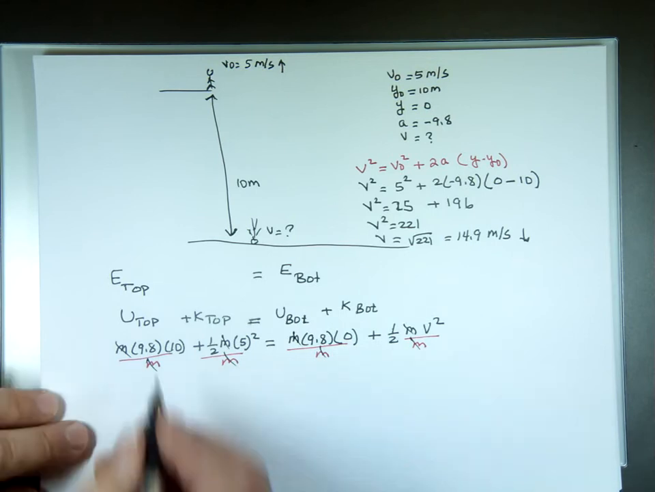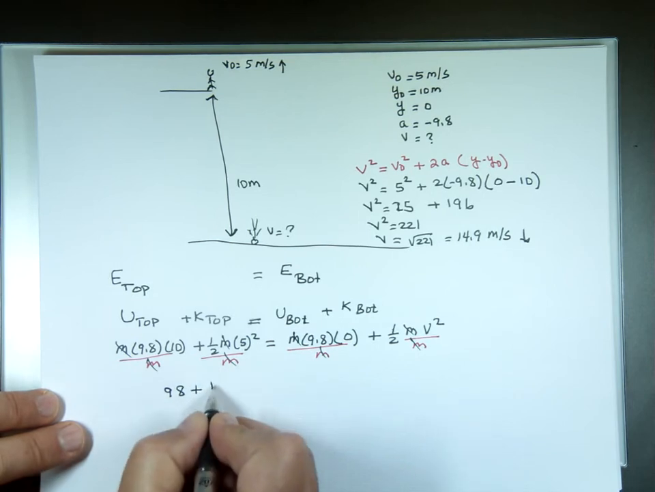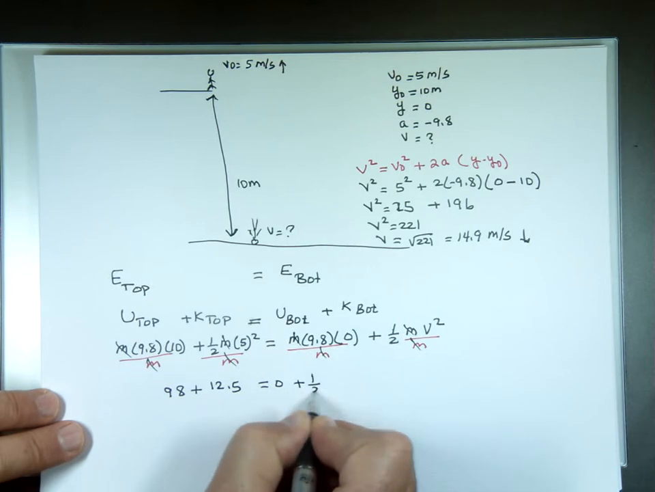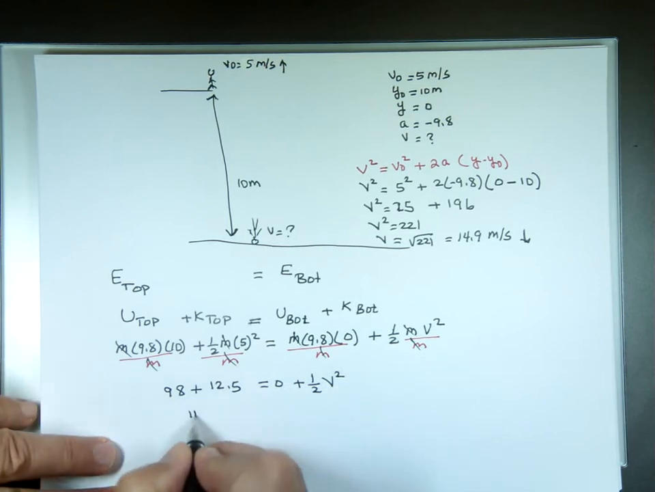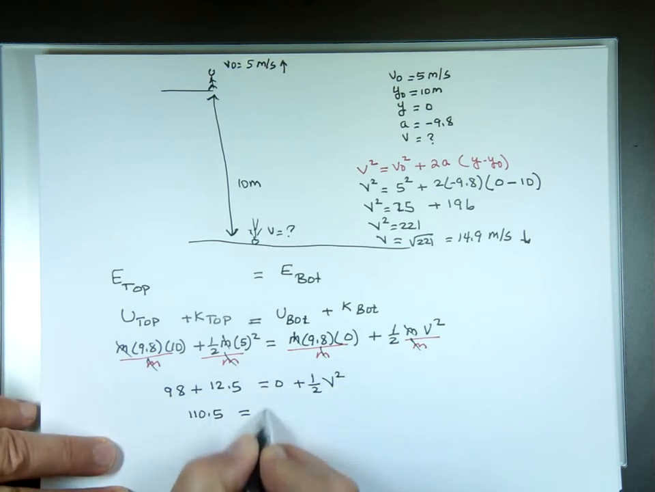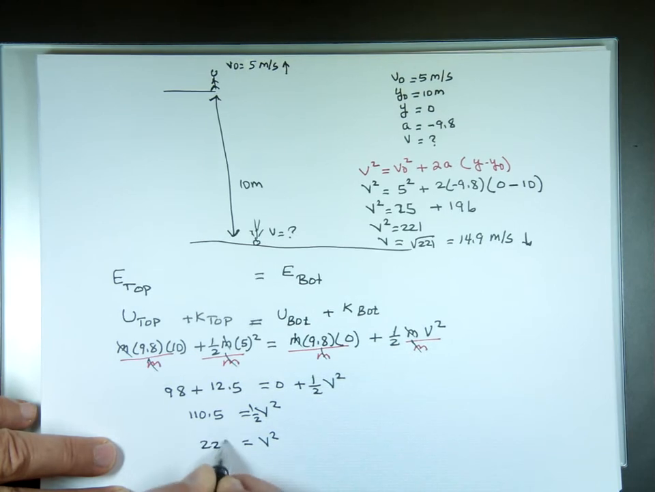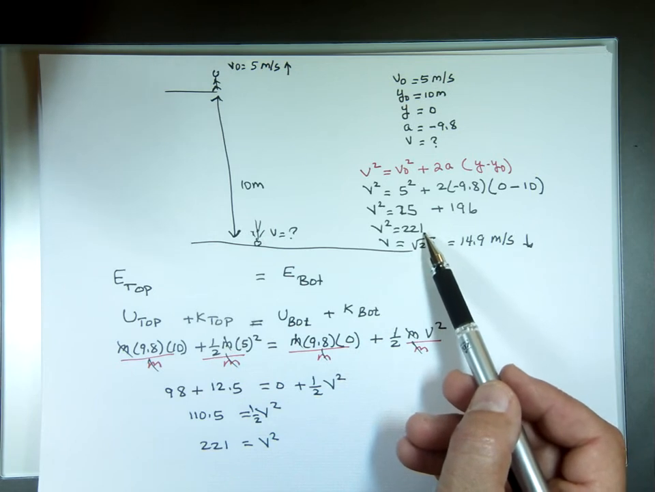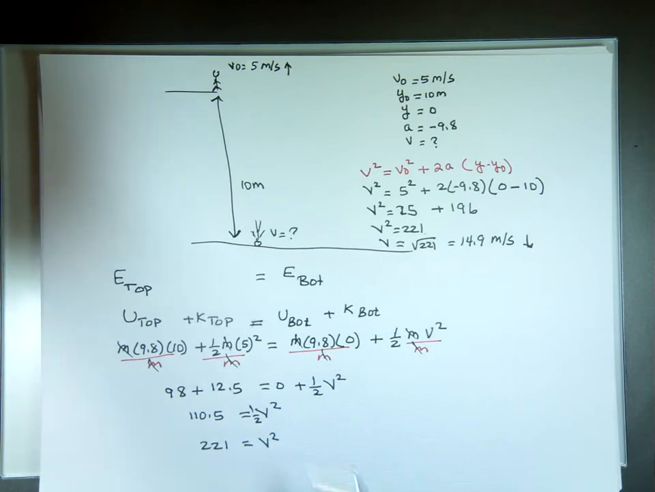So what do we have? 98 plus 25 divided by 2 is what? 12.5 equals 0 plus 1/2 v squared. 110.5 equals 1/2 v squared. V squared equals what? 221. Look at that number. Look right here. What was v squared equal to? 221. V squared here is what? 221, the same number. So what's v?